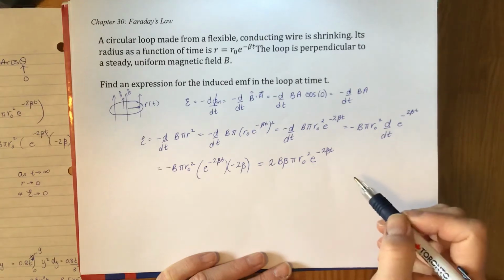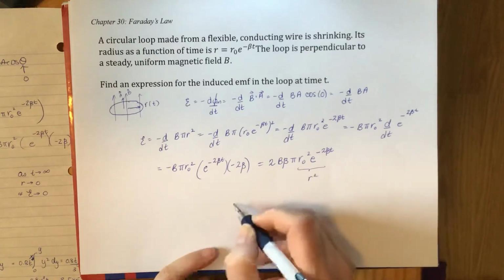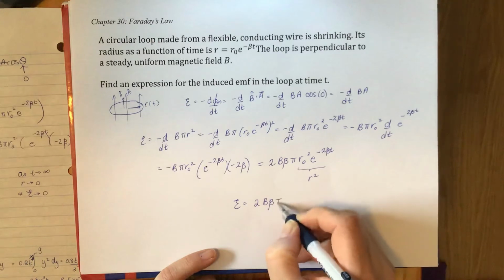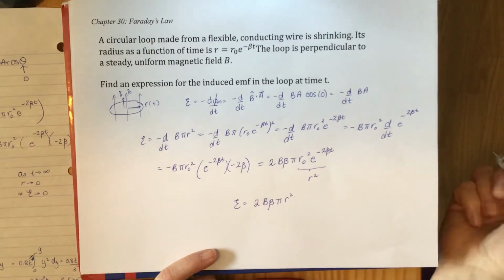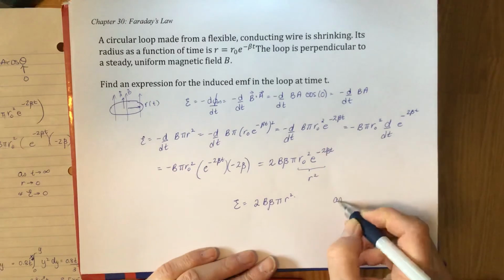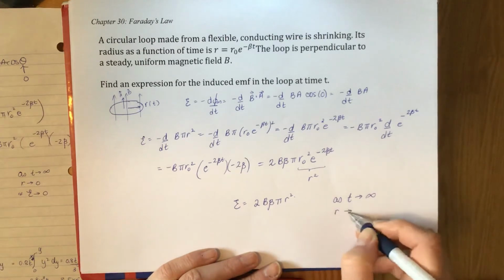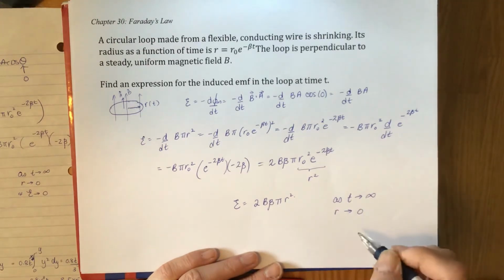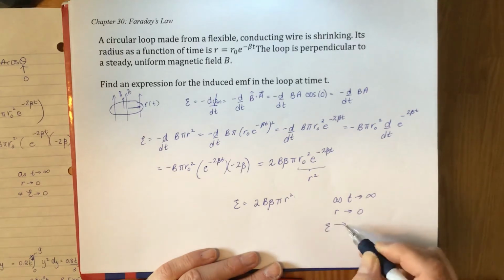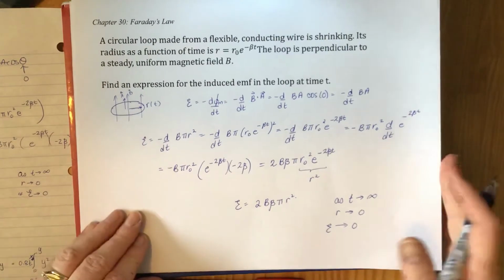You can certainly leave it like this, but something that's a little bit neat that you might notice is that this is r squared. So the induced potential is 2 times B times beta times pi times r squared. That's kind of interesting too. What else might we notice? As time goes on, as t goes to infinity, the size of the loop goes to 0. And what does that mean about the magnetic flux? It means eventually there's no flux going through the loop. So that means that eventually our induced potential is 0. So when it gets down to 0 size, there will be no induced field or currents.